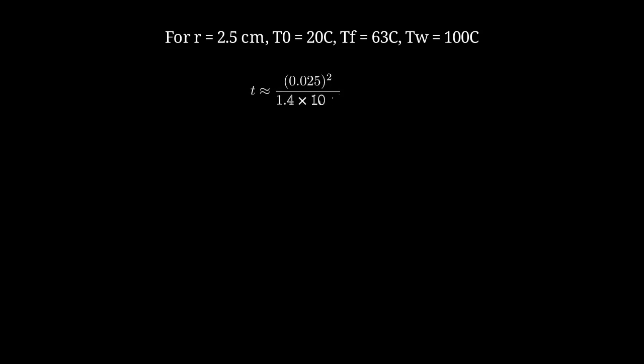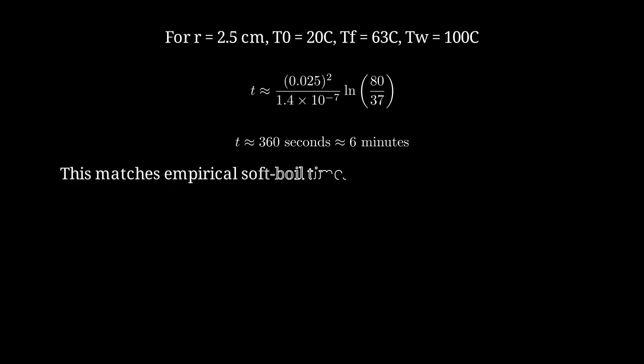We calculate t approximately equals 0.025 squared over 1.4 times 10 to the negative 7 times natural log of 80 over 37. This gives approximately 360 seconds or 6 minutes cooking time. This theoretical prediction matches empirical soft boil times remarkably well, validating our heat transfer model.